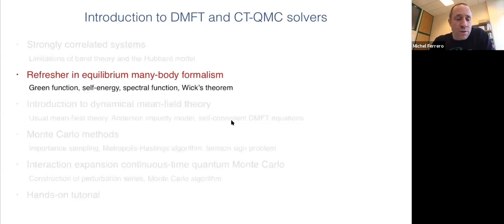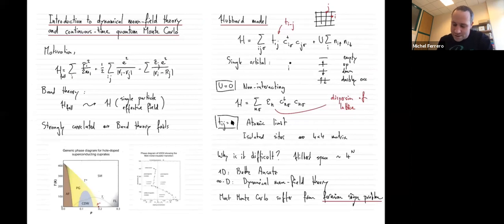So I'll try to do a quick refresher in equilibrium many-body formalism, introducing the objects that we'll be using a lot in the construction of DMFT and the continuous time Monte Carlo. This is in no way going to be a consistent and full introduction. I'm just trying to introduce those objects that are going to be the most useful ones for the rest of the lecture. In the notes, I'll put some references about a good book where one can start and have more information. So let me call this a many-body refresher.